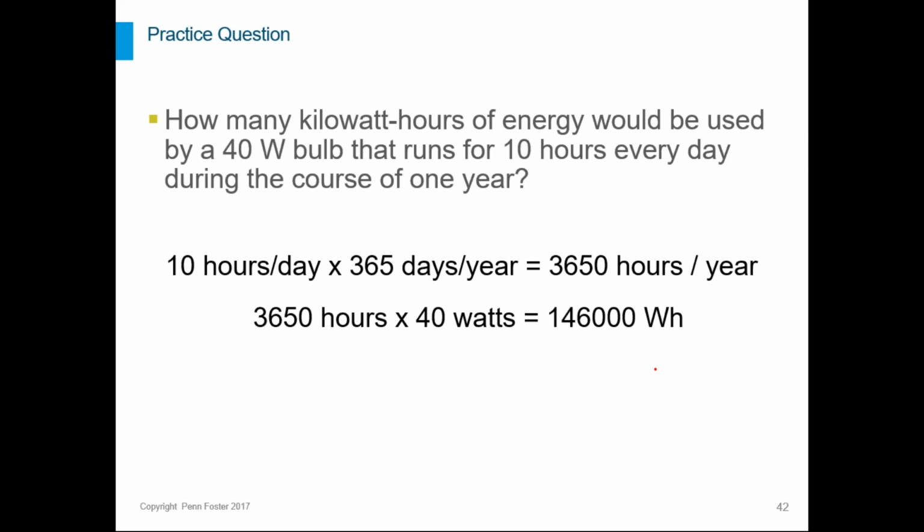But there's one more step because we want to find kilowatt hours, because that's what we use. So 146,000 divided by 1,000 gives us 146 kilowatt hours. So again, it's a few steps, but each one's pretty simple. We have watts, we just need to figure out how many watt hours, and then change that into kilowatt hours by dividing by 1,000.